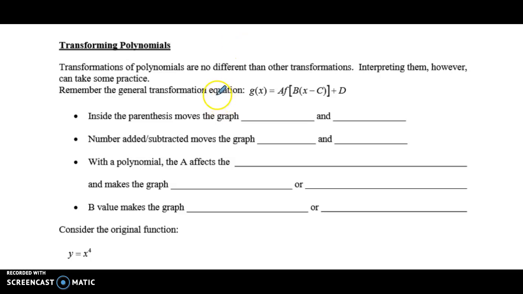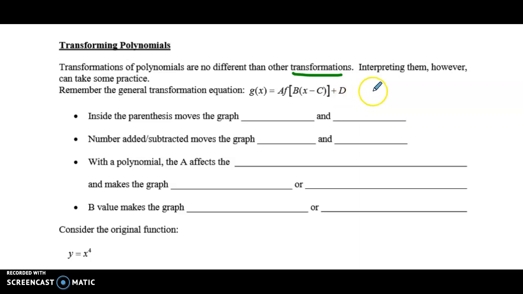All right, the last page that we're going to take a look at is how to transform polynomials. We've already done this before, so this is not any different than any other transformation. I do understand that it can be a little bit challenging to interpret the transformation. Now, you've seen this general equation before, all right? Notice how this says f of b parentheses x minus c plus d.